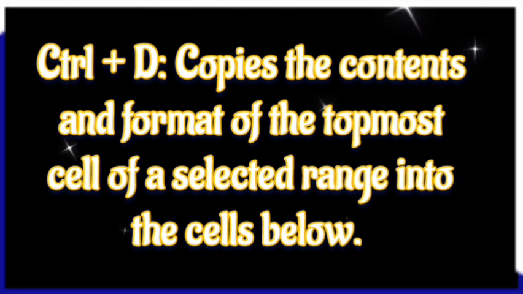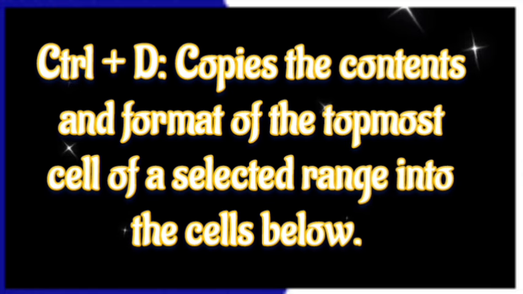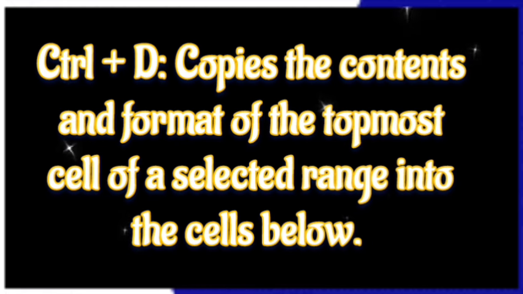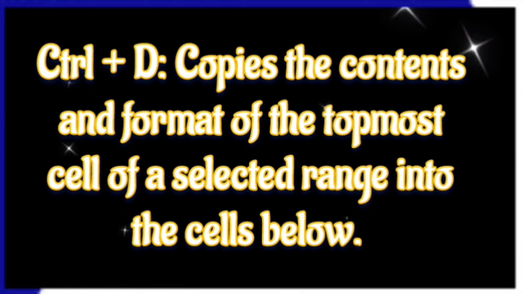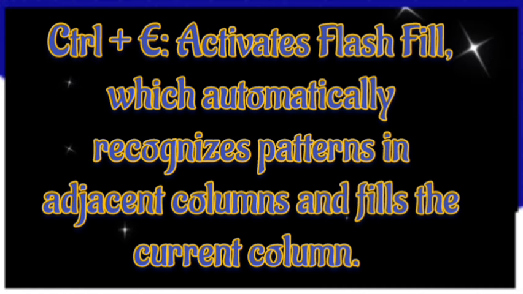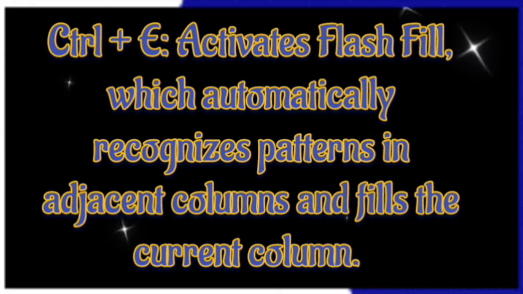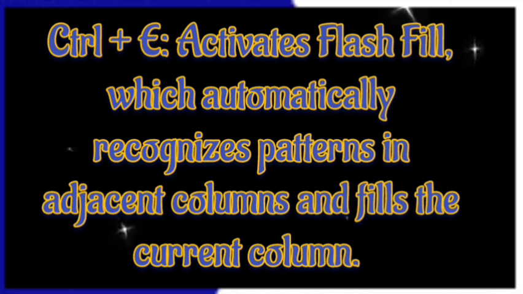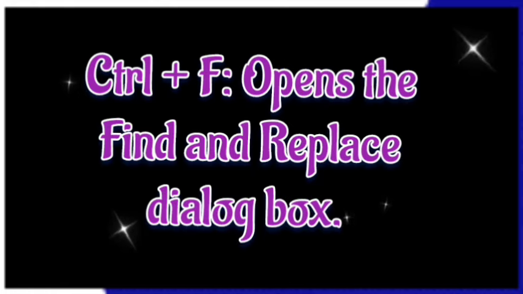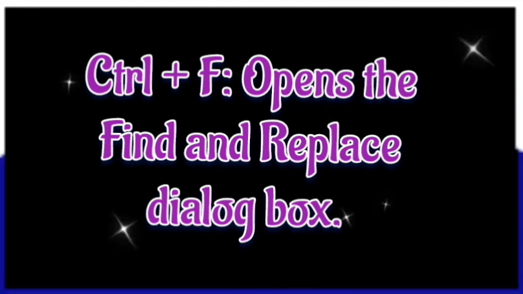CTRL plus D copies the contents and formats of topmost cells of a selected range into the cells below. CTRL plus E activates flash fill, which automatically recognizes patterns in adjacent columns and fills the current column. CTRL plus F opens the Find and Replace dialog box.